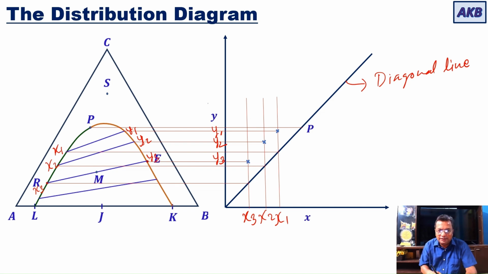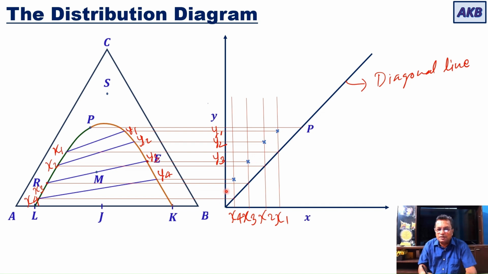And finally, for the last tie line that I have shown over here, I'm going to call this x4, and then this x4 will be obtained on the distribution diagram in this way. So this will be x4, and this y4 will be obtained over here. This is y4. So in this way, I get 4 points.